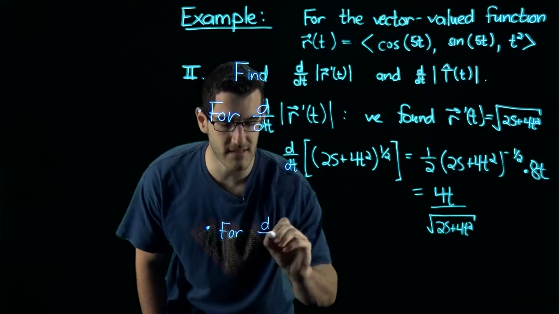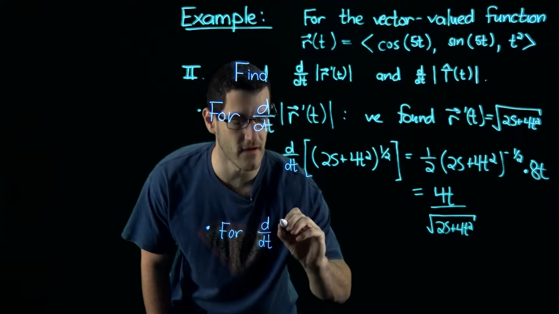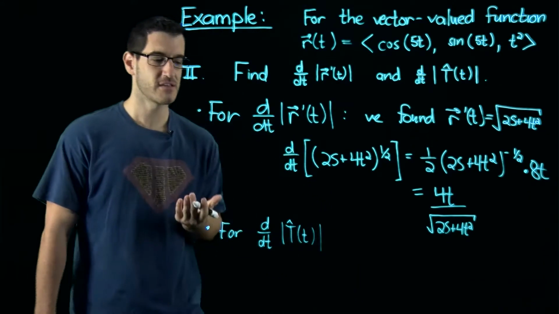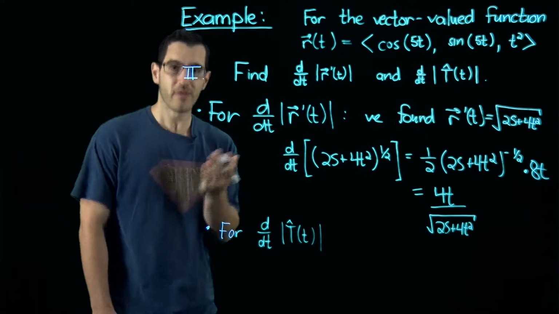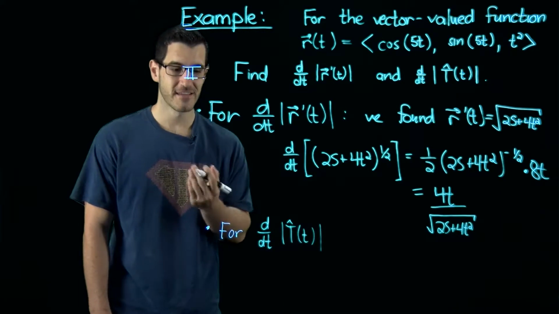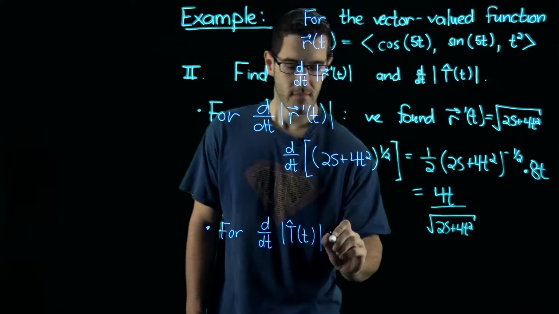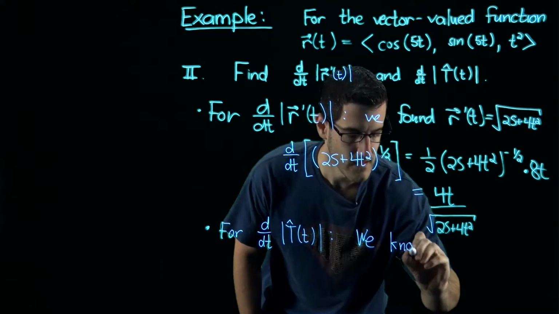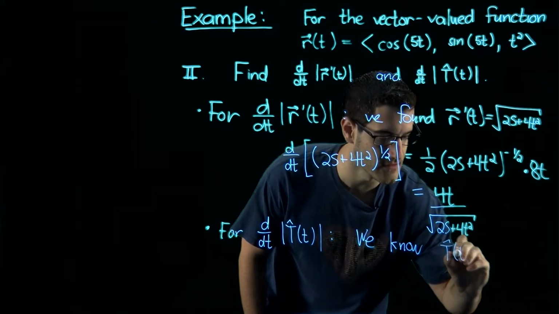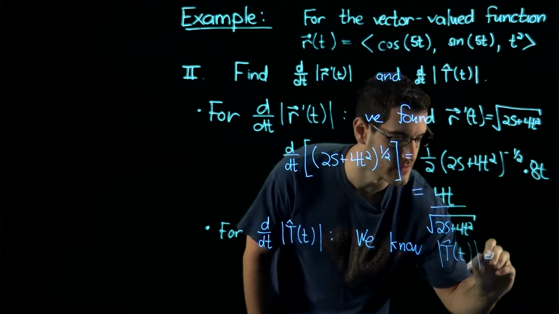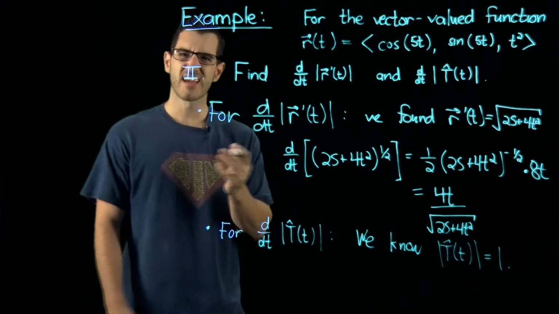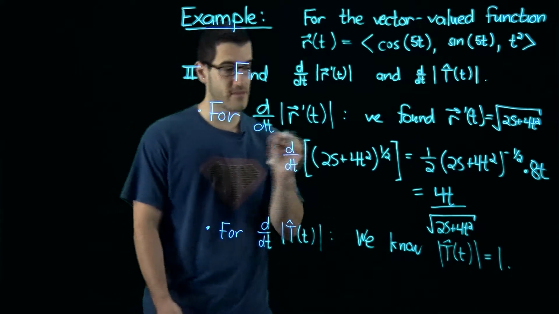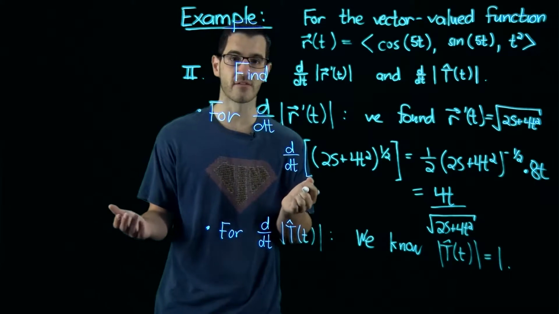So for this last part, when we're taking the derivative of the magnitude of the unit tangent vector, this is actually a really easy question because we know what the magnitude of the unit tangent vector should be. So we know that for any t here, the magnitude of this should be equal to 1. It'll take a second after the video just to verify that, but if this magnitude is always 1, what happens when we take a derivative?